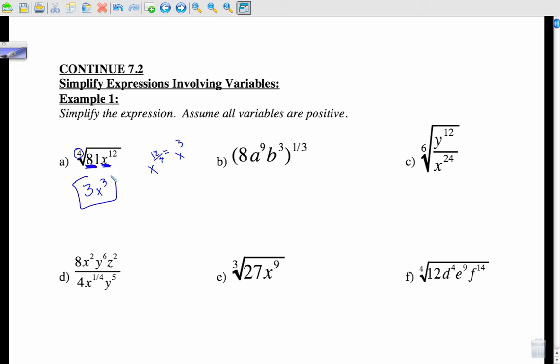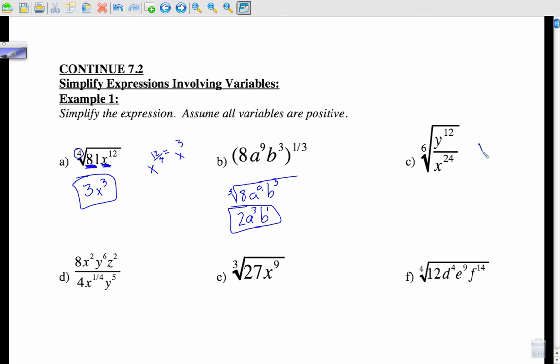Having something to the 1/3 power is the same thing as doing the cube root. So technically, this is the cube root of 8a9b3, where the cube root of 8 is 2. Think about this as a to the 9 over 3, which is a to the 3. And think about this as b to the 3 over 3, which is b to the 1.